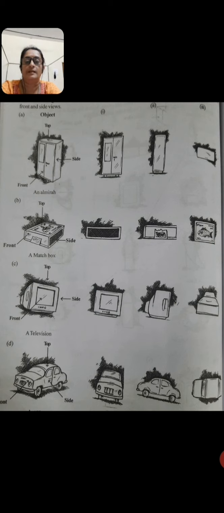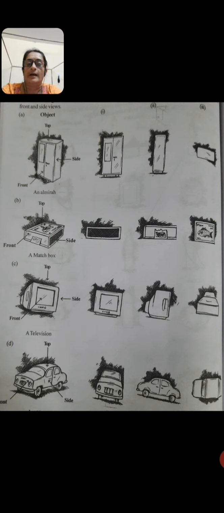So the first one in the picture you can see, that is a front view, then side view and top view. The second picture is of a matchbox. You can see a front view, top view and side view. So the first one which you can see there is a side view. Then the next one is a front view and the last one is a top view. Accordingly, next a television and a car are given. So you have to mention which view it is below the given picture.